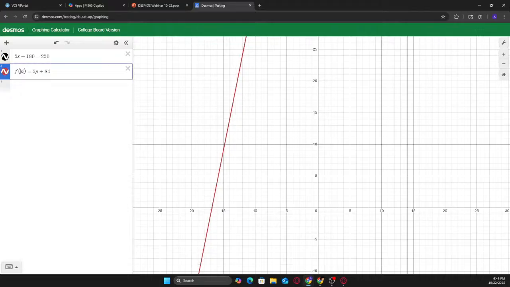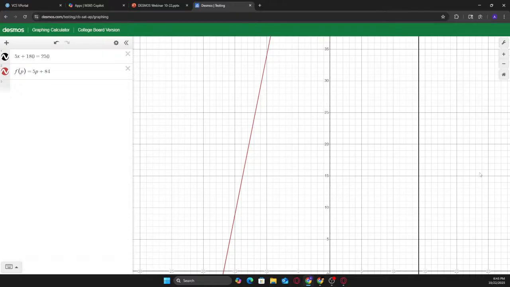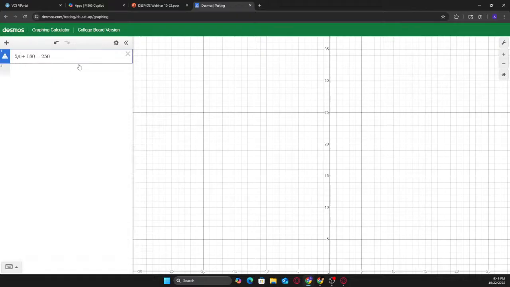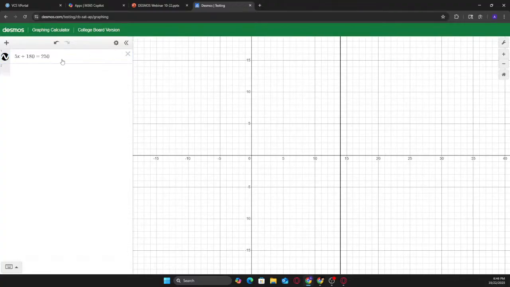You see how it graphs perfectly? Because we have an input. We stated that the input is going to be p, and it's going to be helpful for any case where you have a different variable. So just keep that in mind. We do have this original thing. We can take it as that, but we're going to leave it as 5x plus 180 equals 250.